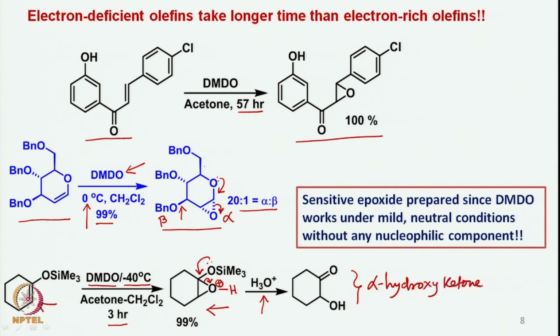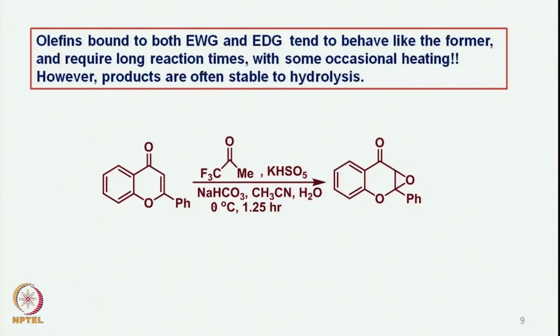enol silyl ether. So a sensitive epoxide is prepared since DMDO works under mild neutral conditions without any nucleophilic component. So this is the sensitive epoxide which is formed, and since there is only acetone as a side product, there is no nucleophile present, and under neutral conditions the epoxide does not open.